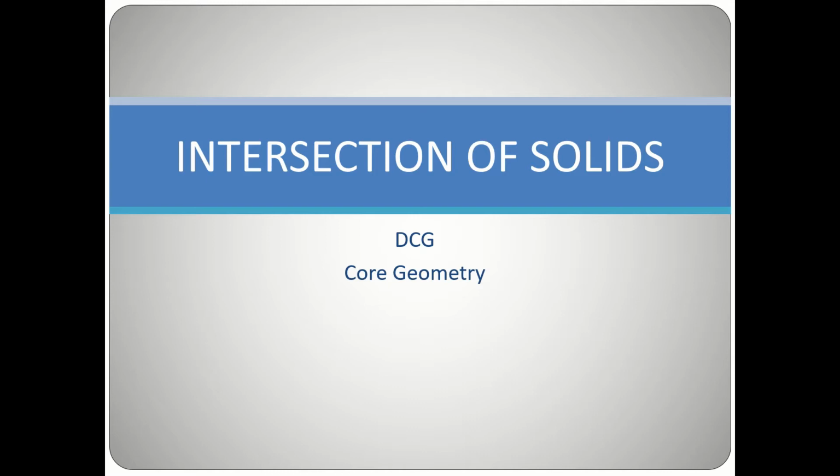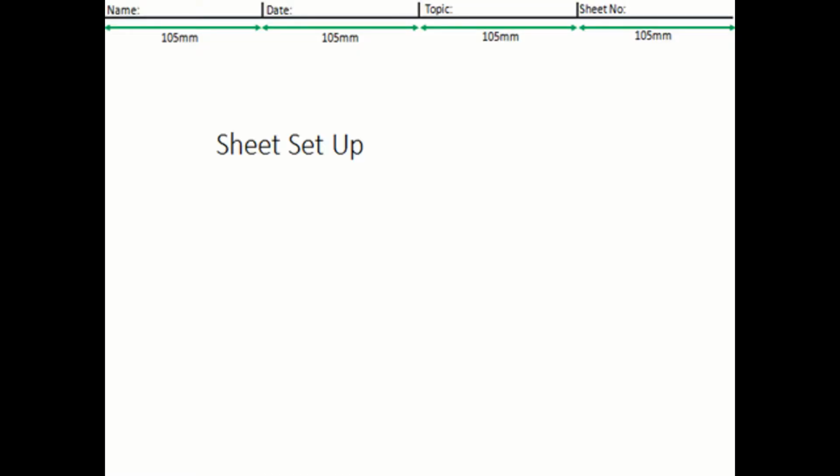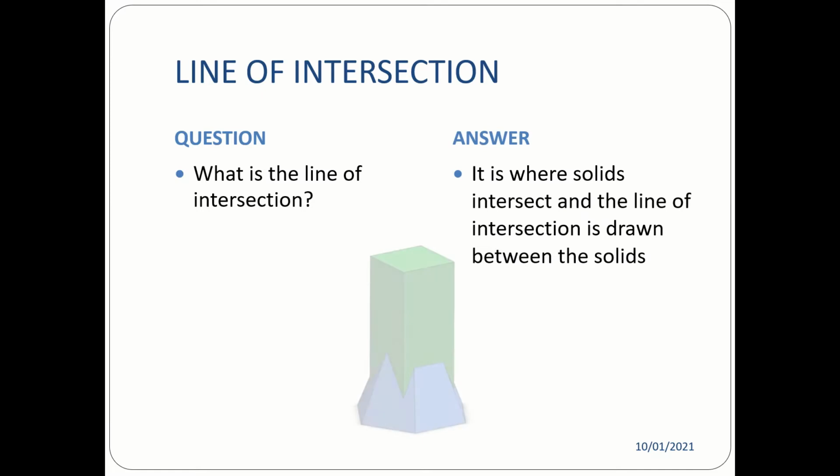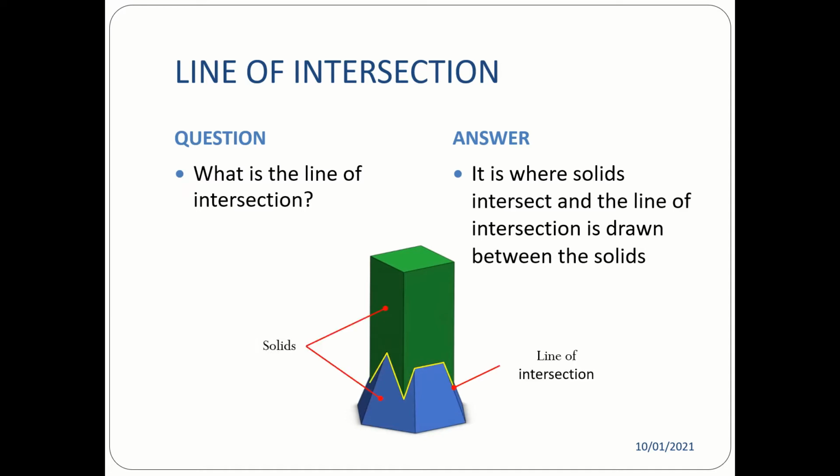So in this introduction video we will be looking at what is the intersection of solids, and before we get to that, just a quick reminder for your sheet setup. Now, the line of intersection, what is it? Well, the line of intersection is where two different kinds of solids meet. So in this 3D example here we can clearly see a square-based prism meeting a hexagonal pyramid, and you can see the line of intersection coming in there in yellow.